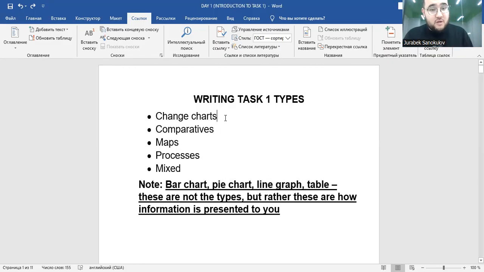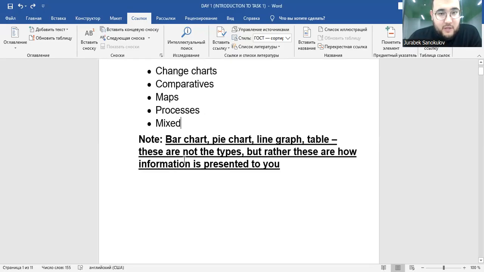So instead, we're going to learn chain charts. We're going to learn comparatives. We're going to learn maps, processes, and we're going to learn mixed types. Okay. So, doing this is actually a game changer because when you know these, you feel much more secure. Yeah. And I'm going to explain what I mean by this in the next page.